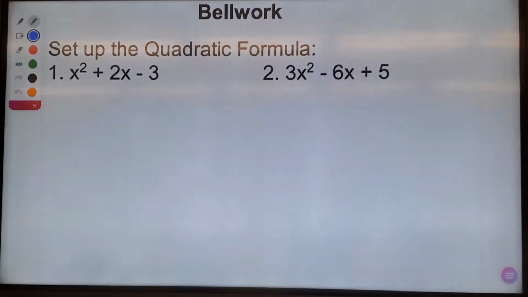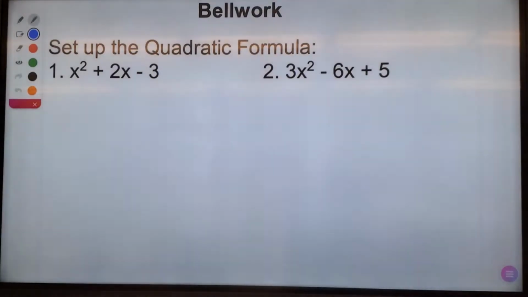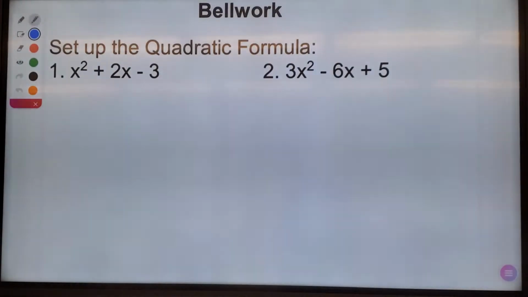Okay, and this is solving quadratic equations by quadratic formula. For the bell work, we're just going to refamiliarize ourselves with the quadratic formula. Okay, here I'm just asking you to set it up. I'm not asking you to simplify and work it out. I just want to see you set it up.